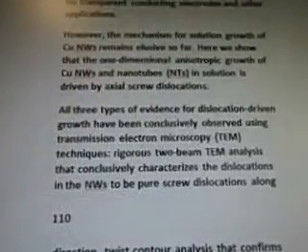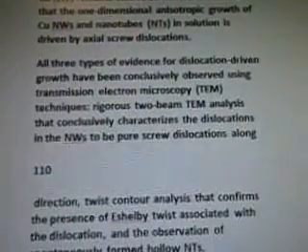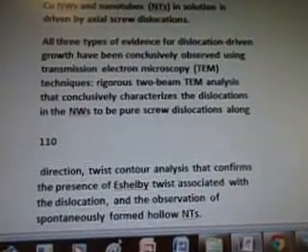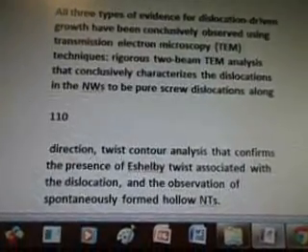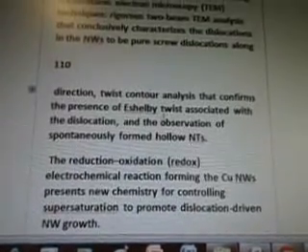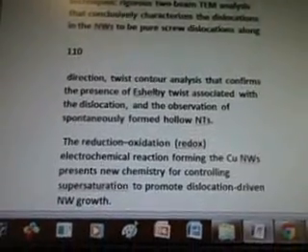Forgot already. Axial screw dislocations. All three types of evidence for dislocation-driven growth have been conclusively observed using transmission electron microscopy (TEM) techniques. The rigorous two-beam TEM analysis that conclusively characterizes the dislocations in the NWs to be pure screw dislocations along the 110 direction. I don't know what that means. I don't know if I didn't get the information correct or what I did there.